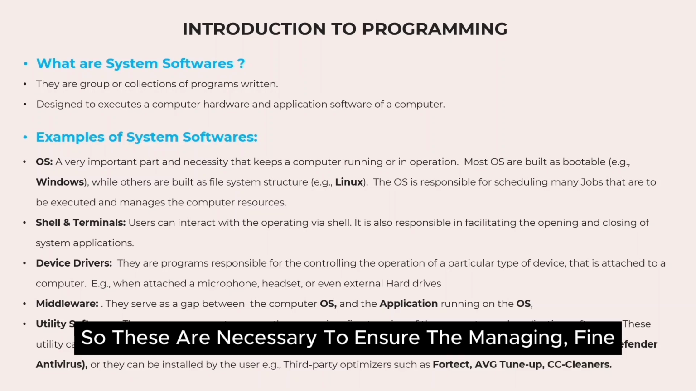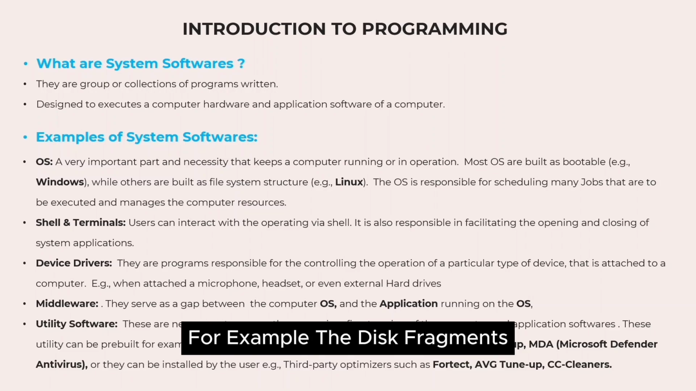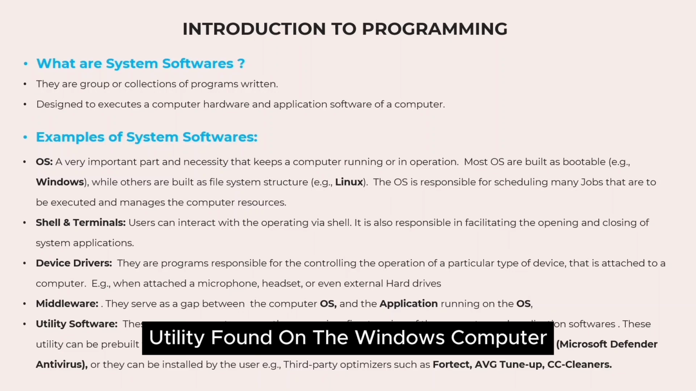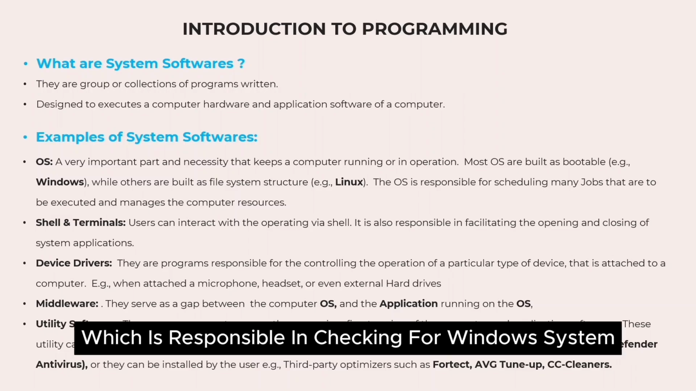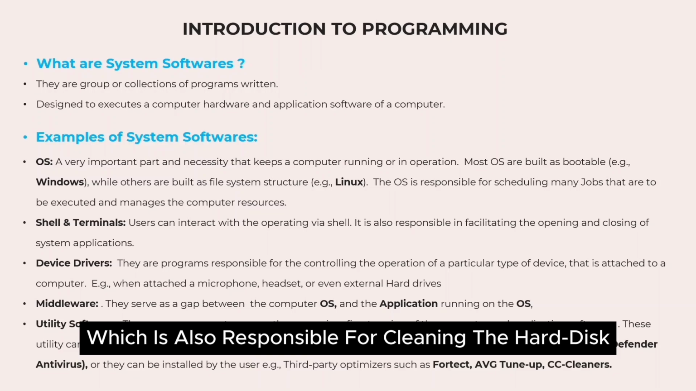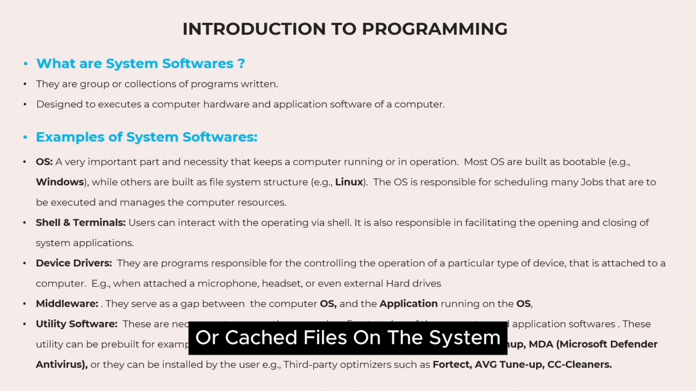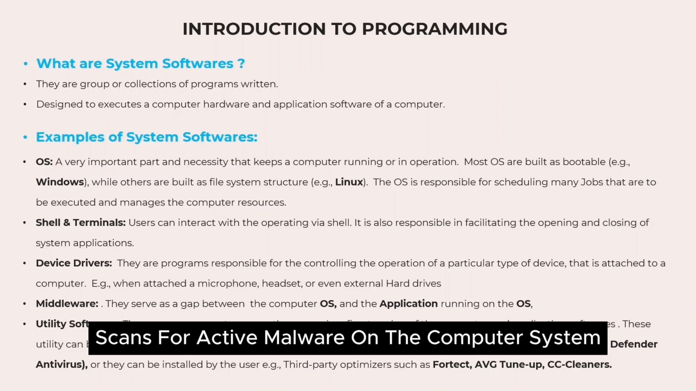Next are utility softwares. These are necessary to ensure the managing and fine-tuning of the computer and application softwares. These utilities can be pre-built, for example, the disk defragmenter utility found on the Windows computer, the software update library, which is responsible for checking for Windows system updates, the system cleanup, which is also responsible for cleaning the hard disks or cache files on the system. And we have MDA, the Microsoft Defender antivirus, which scans for active malware on the computer system.